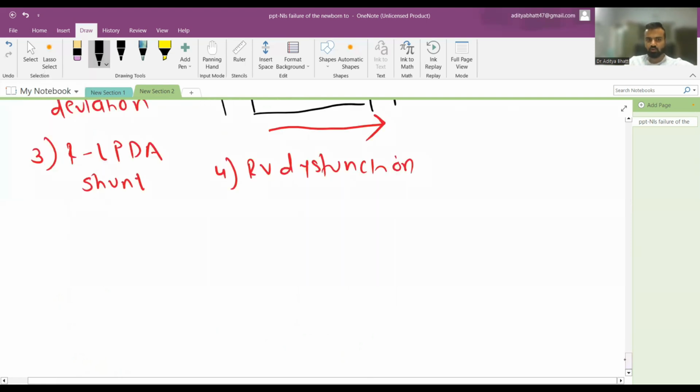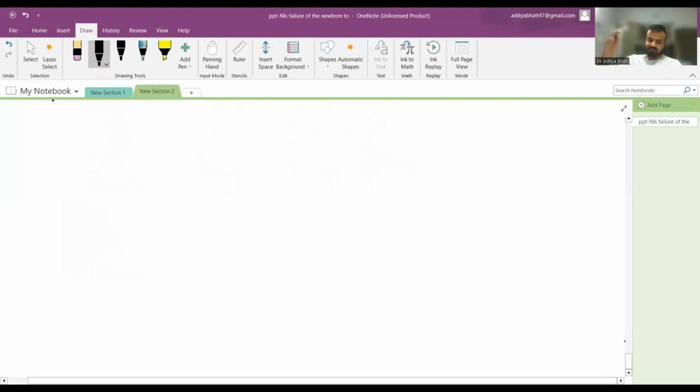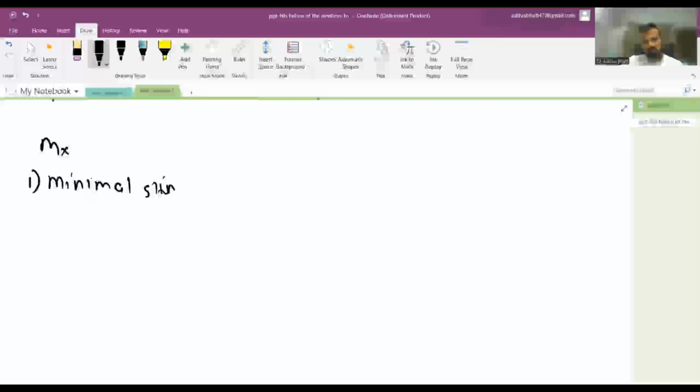Now, after you have done echo, you have to manage the patient. So how will you manage the patient? First we'll understand the general management, and second, we'll see the specific management. So first is the general management. What you will have to do is, first, minimal stimulation. Cover the eyes and the ears, and do not expose them to loud sounds, which will increase the pressure. Then next is sedation and analgesia.